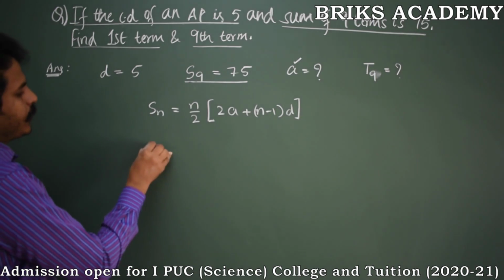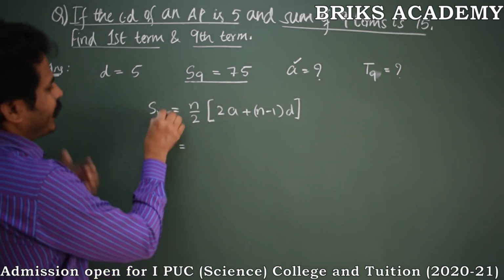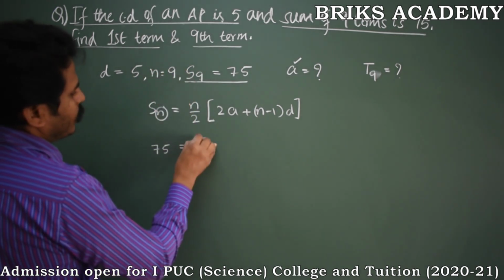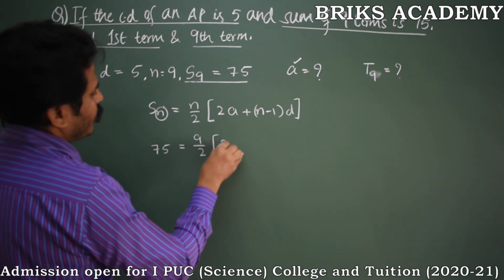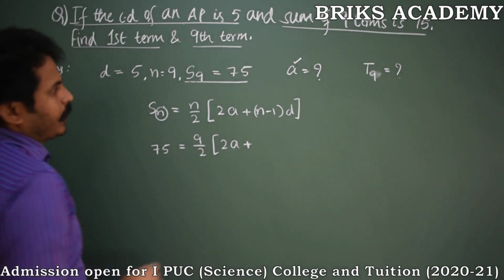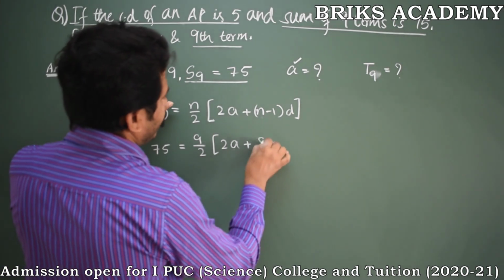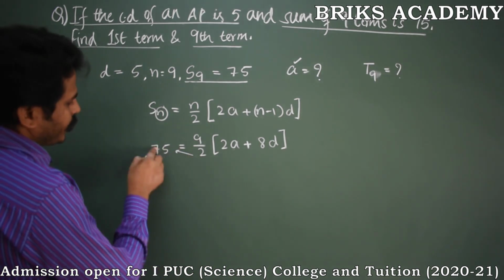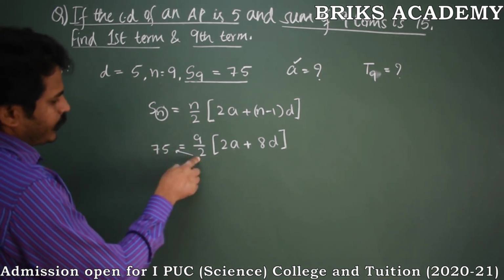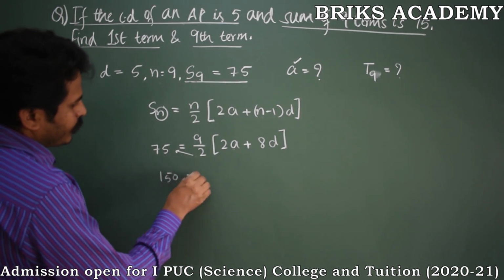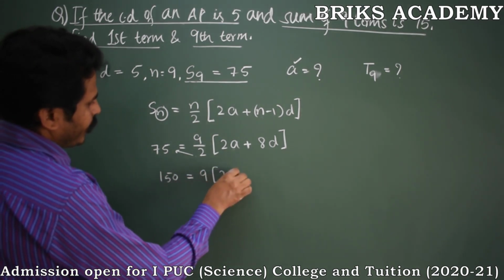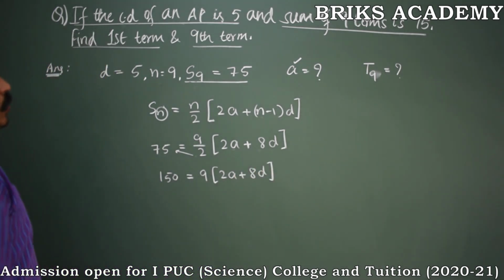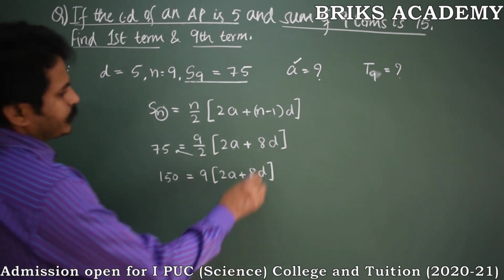What is S9? That is 75 equal to, what is n here? n is 9. So 9 by 2 into 2a, they ask you to calculate a only, plus n minus 1, that is 9 minus 1 is 8, into d. If I cross multiply this, 75 into 2, 150 is equal to 9 into 2a plus 8d. Out of which d is given, that is d is how much?